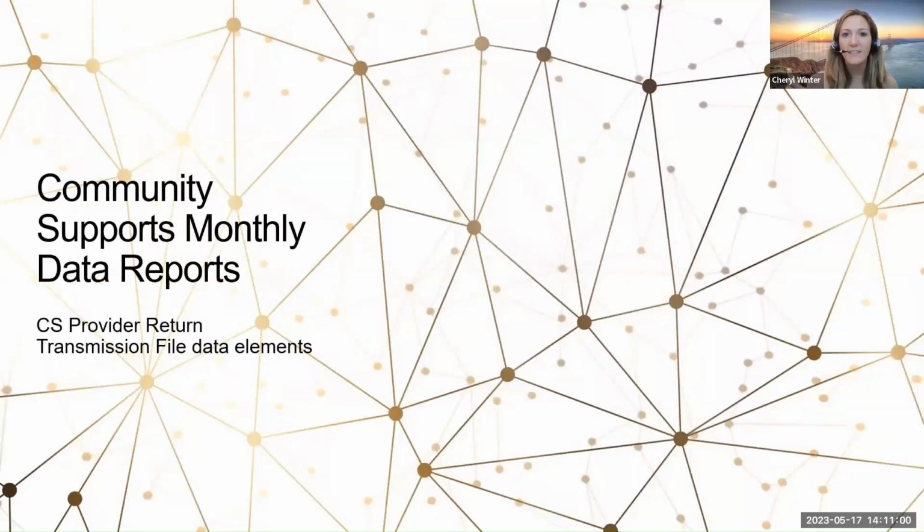So the file is called a community supports provider return transmission file. And this is included in that same community supports member information file sharing guidance that was just updated in April of 2023. So Ambrosia had shared the link with us earlier. And if you scroll down to about the middle of the document, it starts out talking about what managed care plans have to share to you, community supports providers, and then the second half is what you have to share back with them.